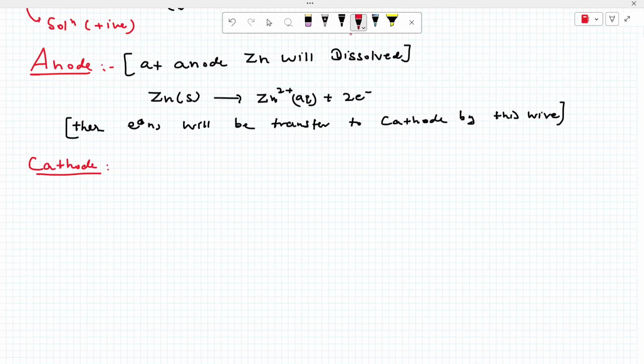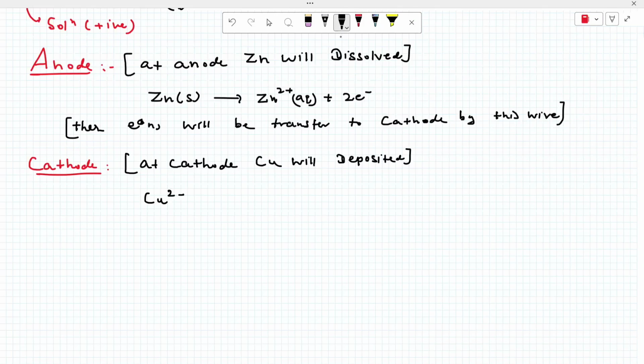In case of cathode, we know very well. At cathode, copper will deposit. Cu2+ aqueous plus 2 electrons becomes copper solid.